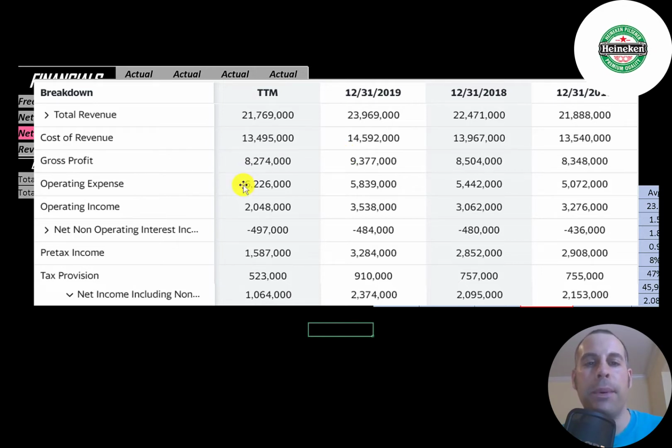Then below that is operating expenses. Examples are marketing, insurance, and depreciation. Then below that is operating income. And that was the lowest in the trailing 12 months at $2 billion. Below that is the interest they pay on their debt. That's half a billion. Then their pre-tax income. Then their taxes. And the bottom line of the income statement is their net income. And that dropped a lot in the trailing 12 months to $1 billion. It was the highest in 2019 at $2.4 billion.